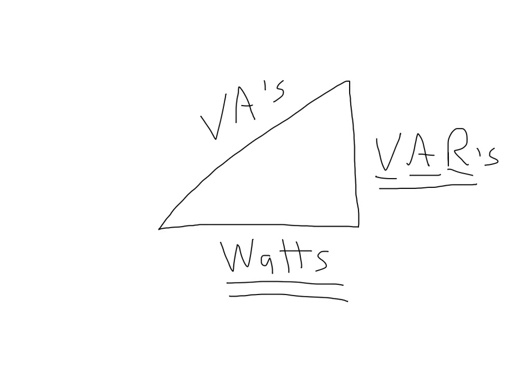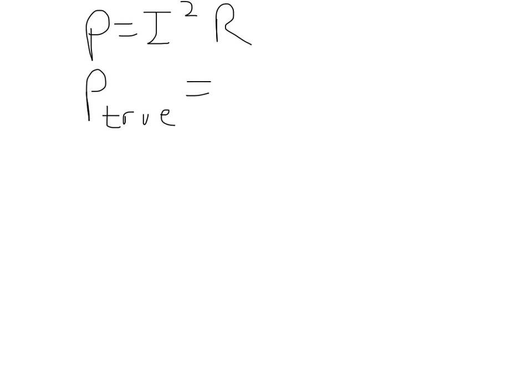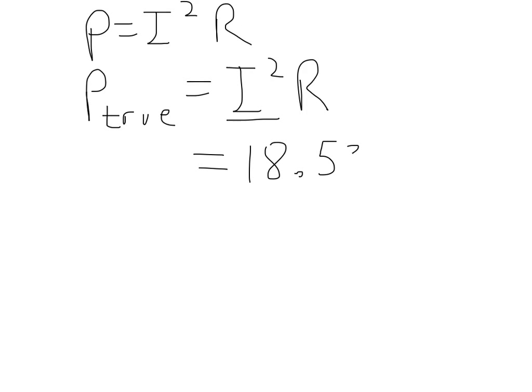Now we calculate these values by using the power formula I squared R. The wattage is called true power, and I'm going to use I squared R for that. If you remember, the current we calculated to be 2.62 milliamps. So I'll take 2.62 milliamps and square it and multiply it by the resistance, which was 2.7 k ohms. And I get 18.53 milliwatts.